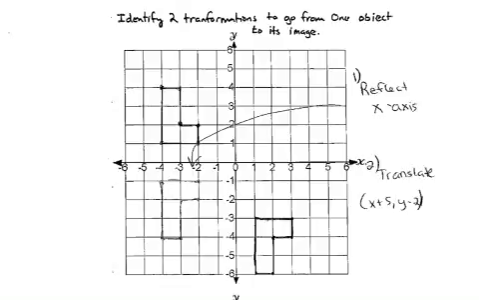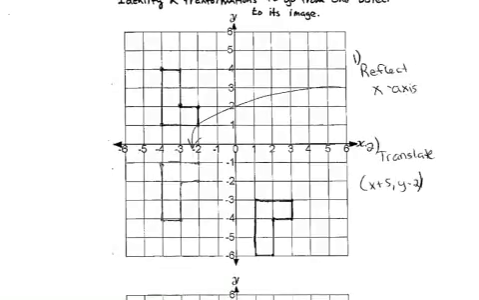So for this last page, we had to identify 2 transformations to go from one object to its image. So the first thing I did was I knew I had to reflect it across my x-axis because I needed them to sort of be in the same location. So if I reflected it, remember, if I go up 1, I have to go down 1, and so forth. So this is my image after the reflection.